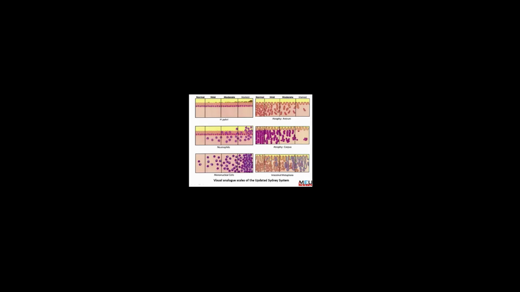The atrophy of the antrum can be normal, mild, moderate, or marked. Atrophy of the corpus of the stomach is graded similarly. In the mild variety, the number of glands is decreased, and as we go from moderate to severe, the number of glands is decreased successively. There is intestinal metaplasia when the columnar cells of the glands are replaced with goblet cells in the Sydney system.